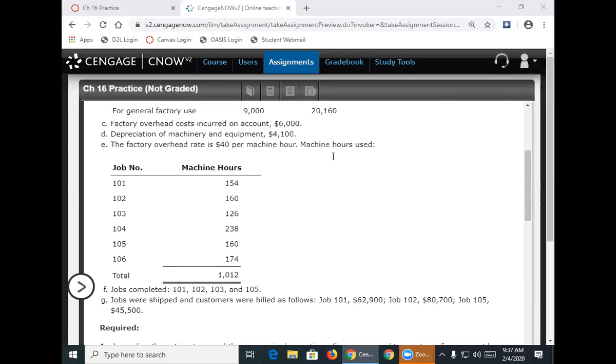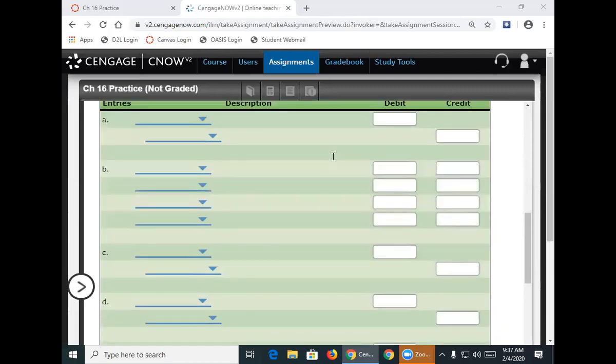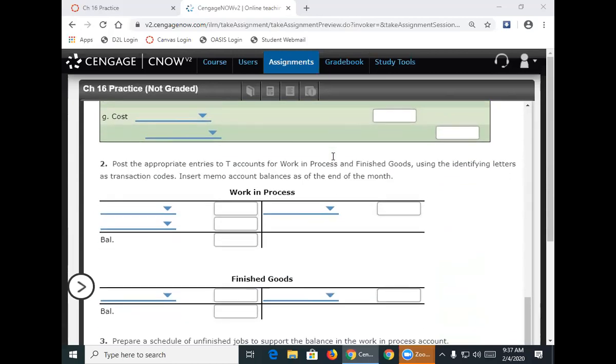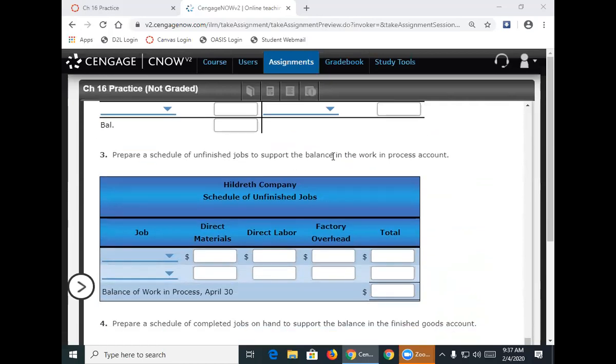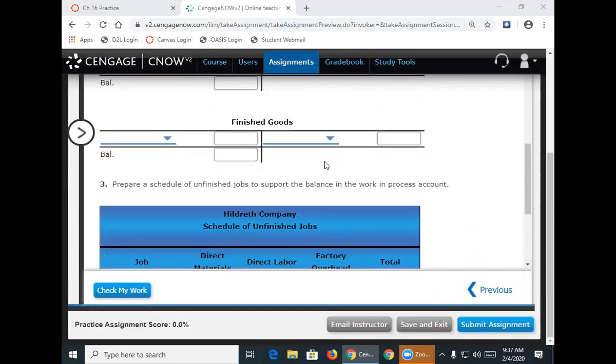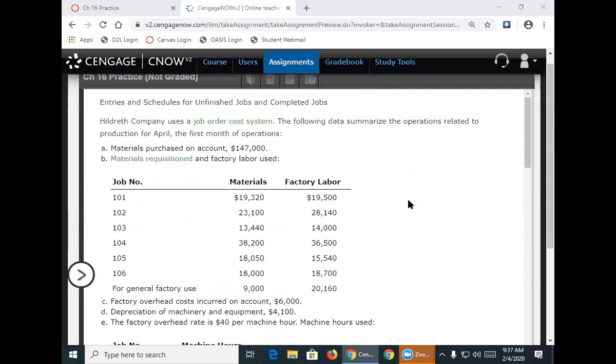Okay, so this one's a little bit bigger. As you can see, we're going to journalize A through G. And then once we're done with that, we'll also have some little T accounts and then put in our unfinished and completed jobs. That's where we're going. Like I said, it's a big long one, I know, right?